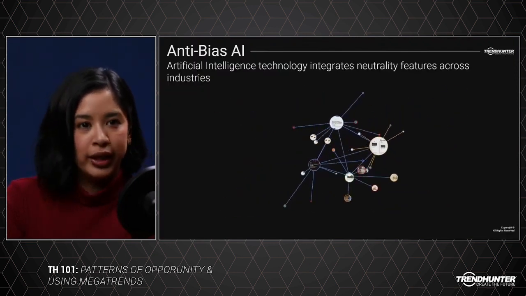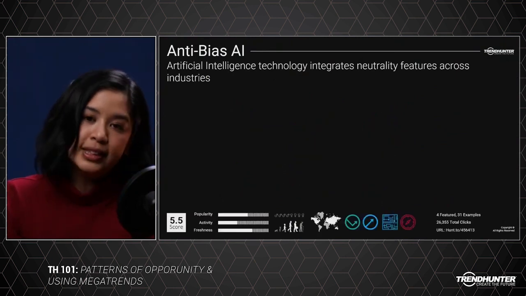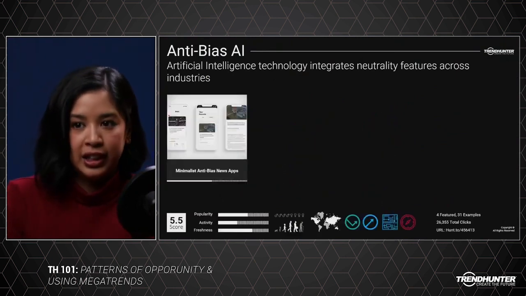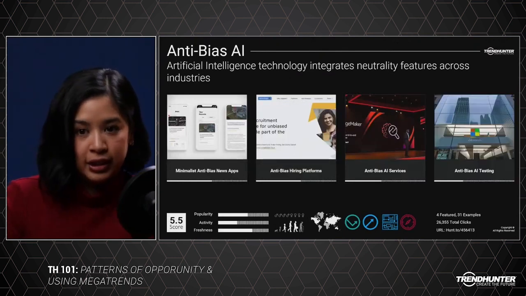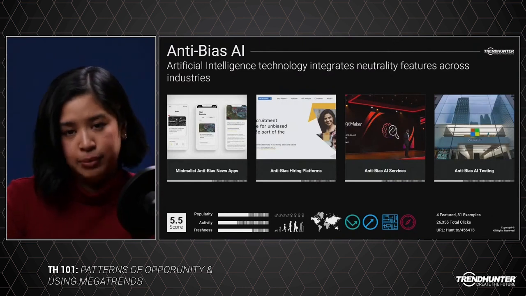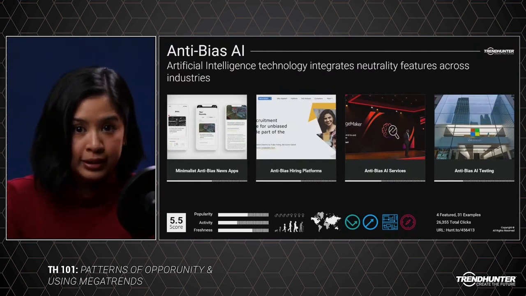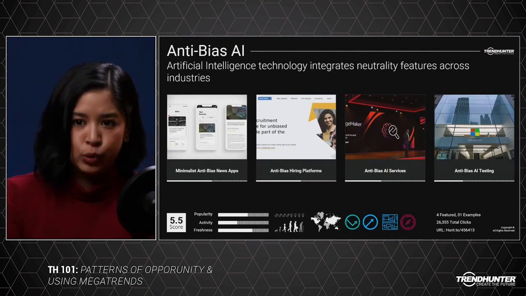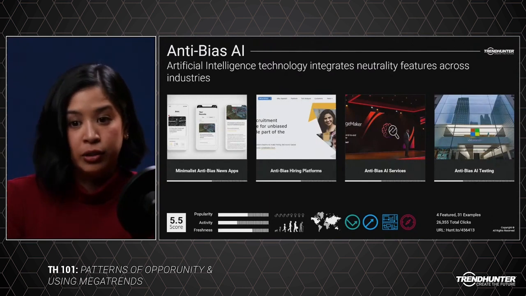Now, I think a great example of this is anti-bias artificial intelligence. Here we see artificial intelligence technology integrating neutrality features across different industries. Now, I think this has really great applications for many different organizations in many different categories. Think, for example, what this could mean about recruiting practices. Of course, what this could mean in the actual tech industry, what this could mean in health, what this could mean in automotive.